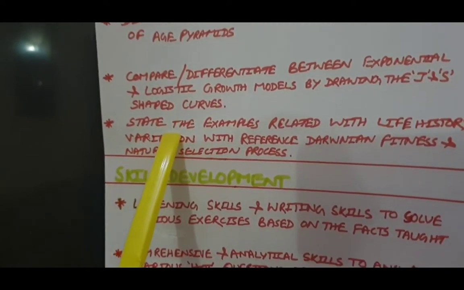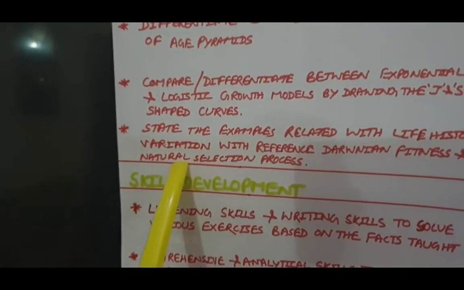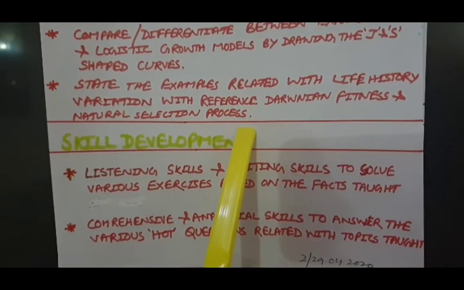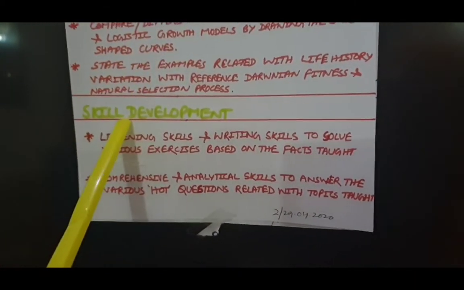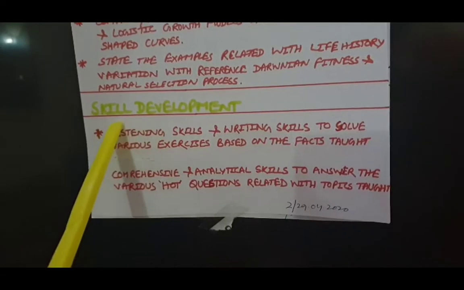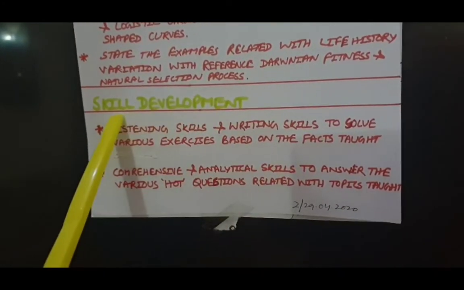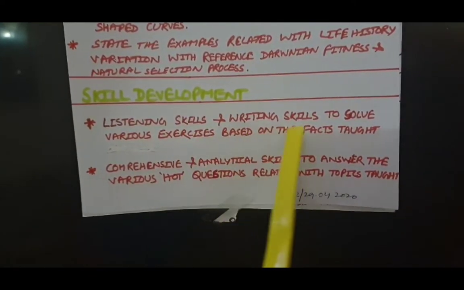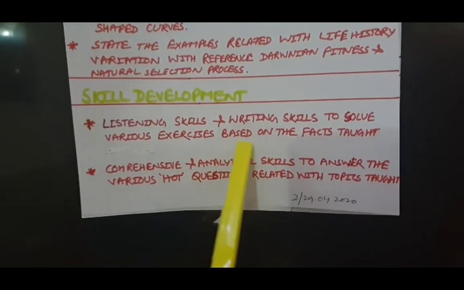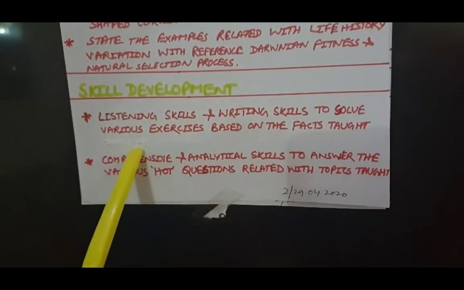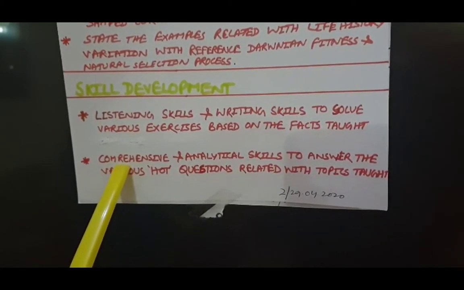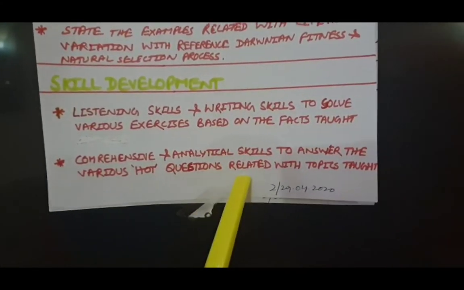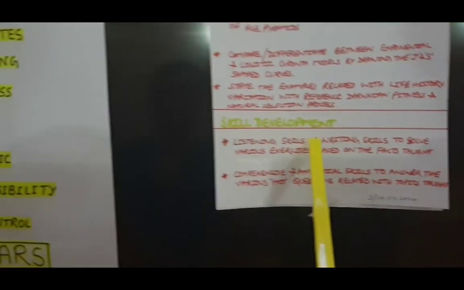You will also be able to state the examples related to life history variation with reference to Darwinian fitness and natural selection process. And during solving the exercises of this class, you will be able to use your listening skills and writing skills to solve various exercises based on the facts taught in this class. You will be able to use your comprehension and analytical skills to answer the various HOT type of questions related to the topics taught in today's class.